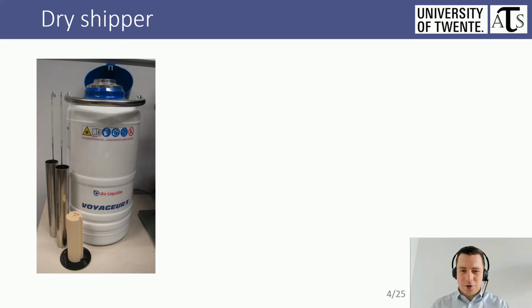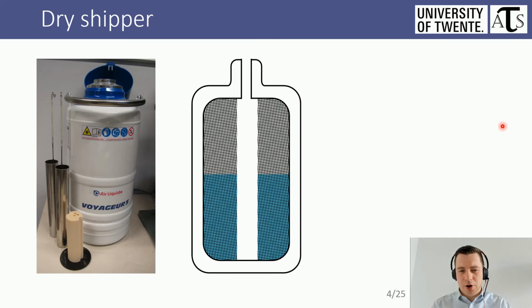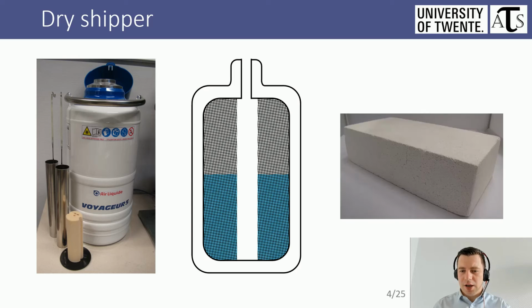So in a dry shipper as a solution, the liquid nitrogen is absorbed in a porous material. So afterwards you can hold this dry shipper upside down and no liquid nitrogen comes out. However, the vapor that comes off this material when the liquid nitrogen evaporates still cools your samples. And here you see an example of a porous material, which is a brick-like material with a lot of open spaces in it and channels for liquid to flow through.